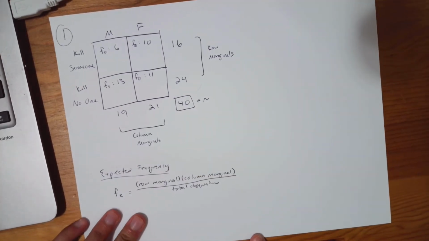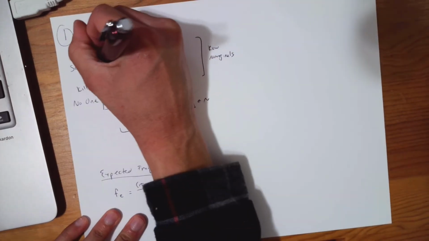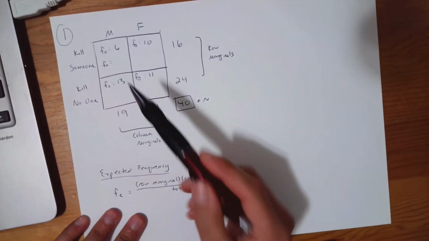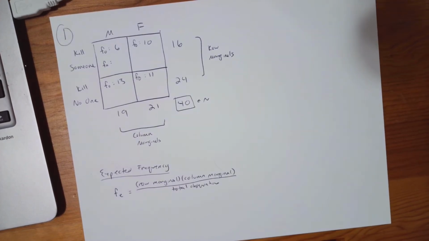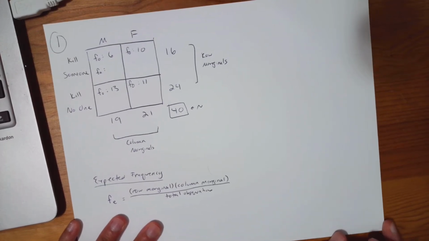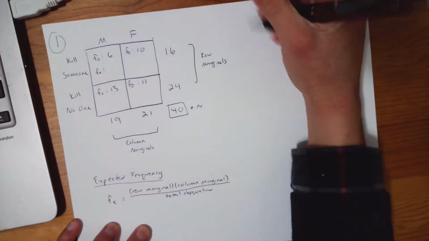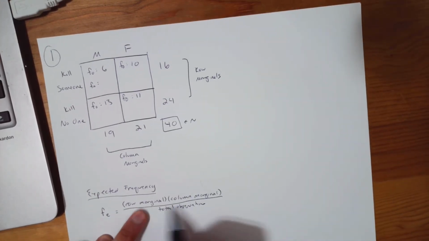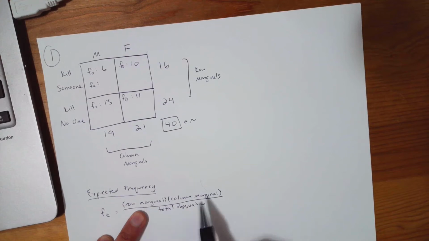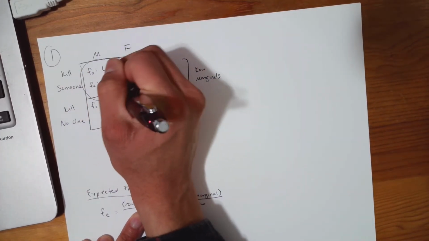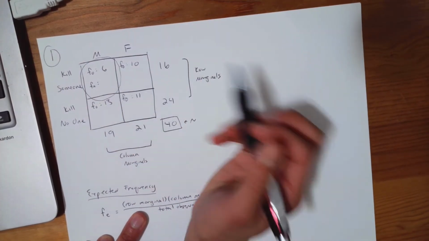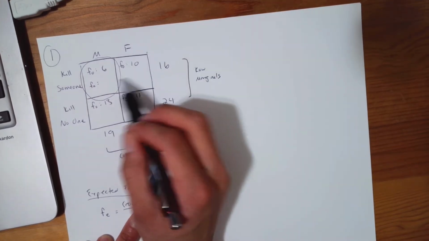So let me go through an example of this. We'll start with our first cell up here. If there was no relationship between gender and how people would respond to this question, how many men in the class would we have expected to say that they would rather kill someone and have no one know? To answer this question, we're going to plug in our values here. For each of these, we're talking about the row marginal and the column marginal for the particular cell that we're looking at. In this case, we're looking at this cell right here. And the row marginal for this cell is 16.